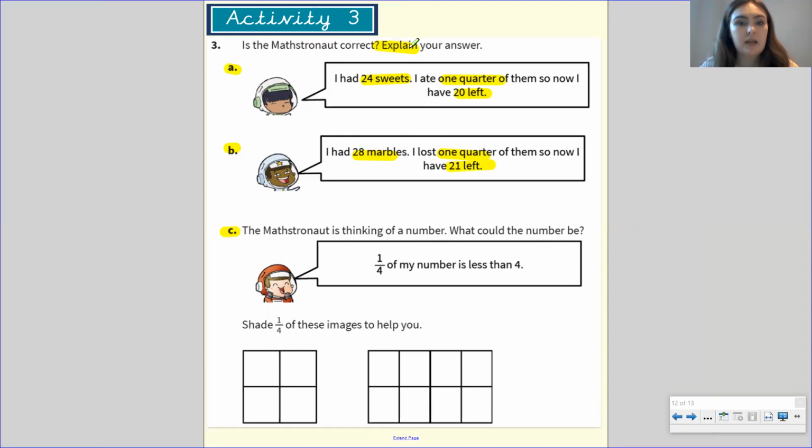And explain why. C, the mathstronaut is thinking of a number. What could the number be? 1/4 of my number is less than 4. What could their number be? And you need to shade 1/4 of these images below to help you. Pause the video here if you are completing activity number 3.